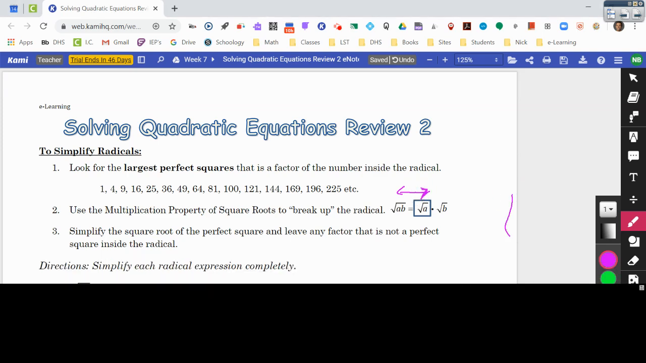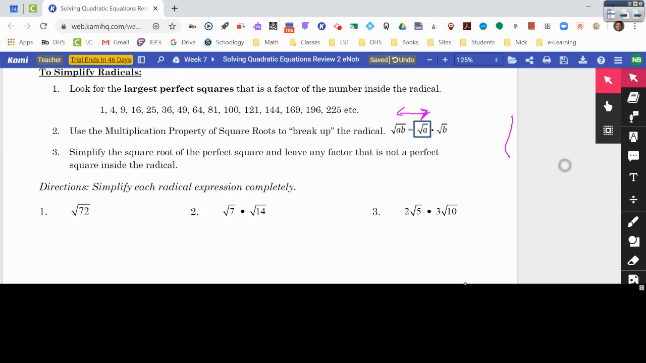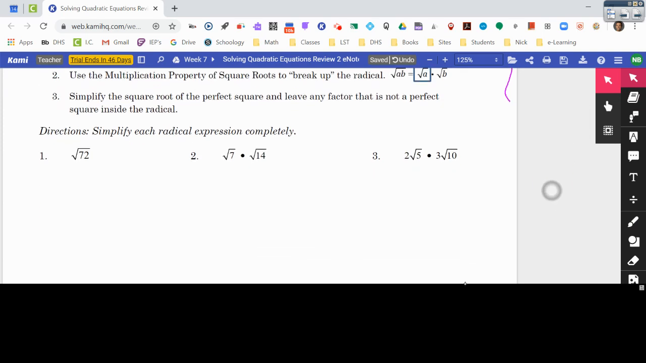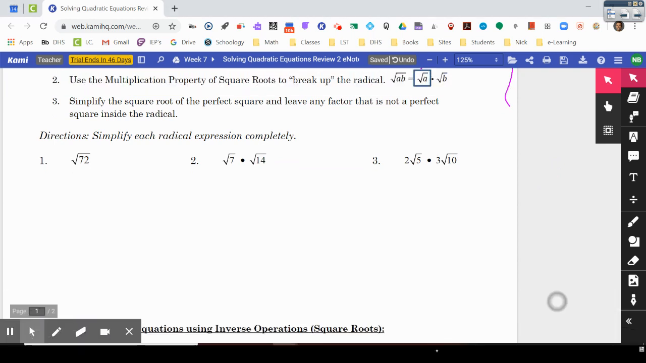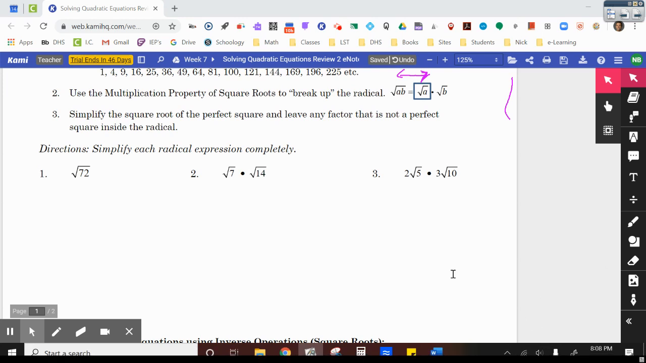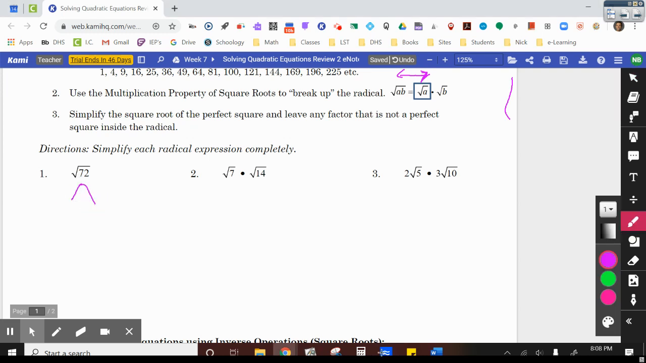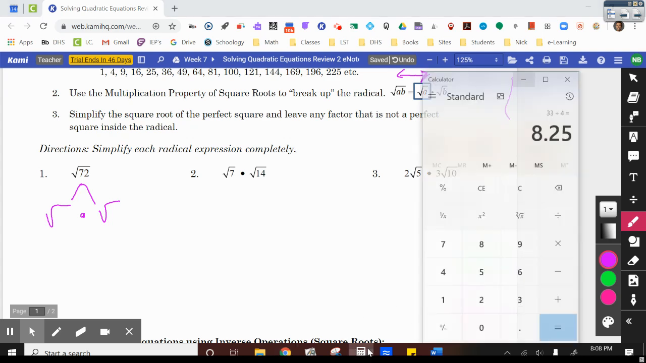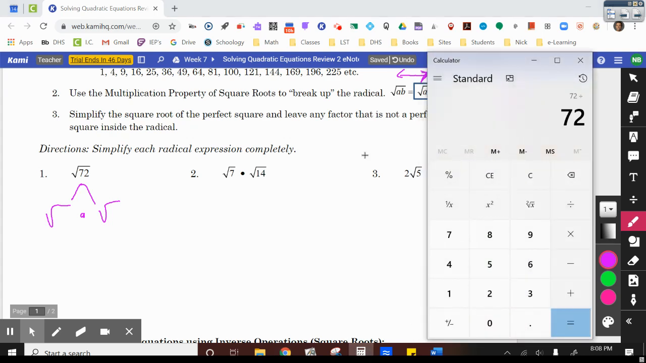The directions here say to simplify the radical expressions completely. So we have the square root of 72, and we need to simplify it all the way. To do that, we're going to need a calculator, because we want to break up this square root of 72 into two of its factors: a perfect square factor times another factor of 72. So we take our calculator, start with 72, and start dividing it by these perfect square numbers up here. What is the largest perfect square number that can divide evenly into 72, that is a factor of 72?